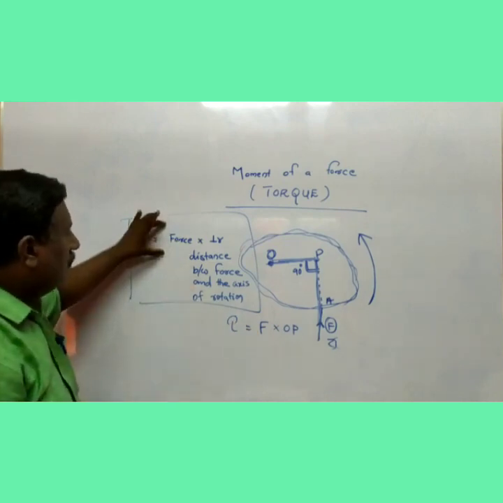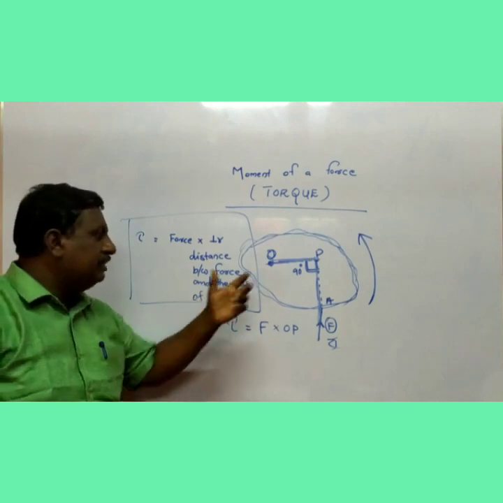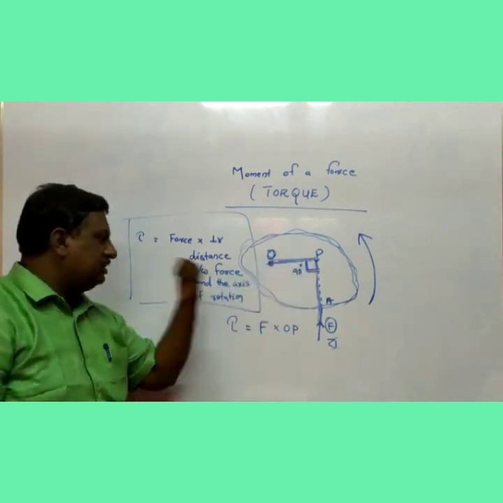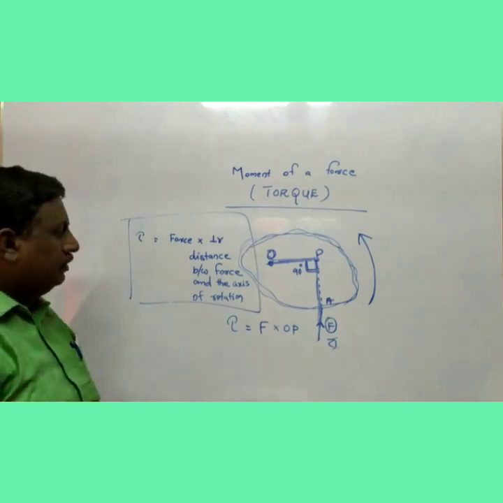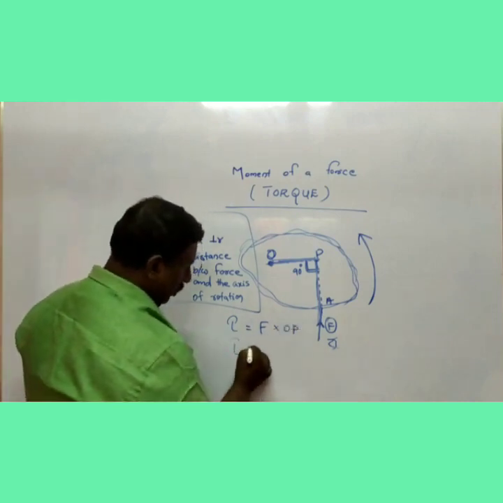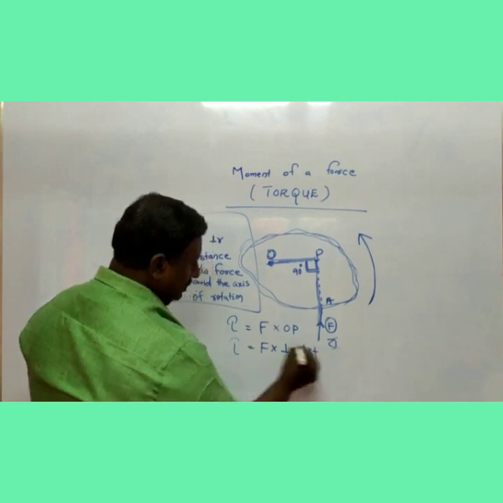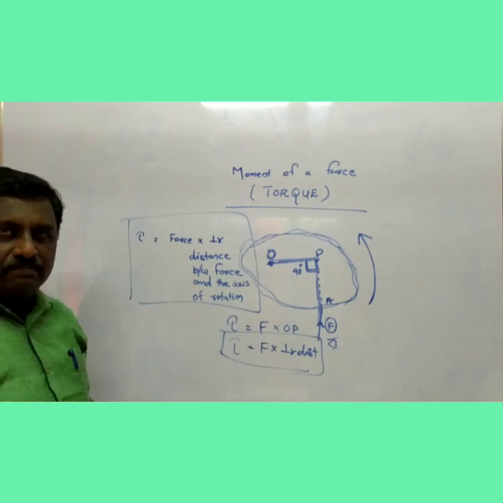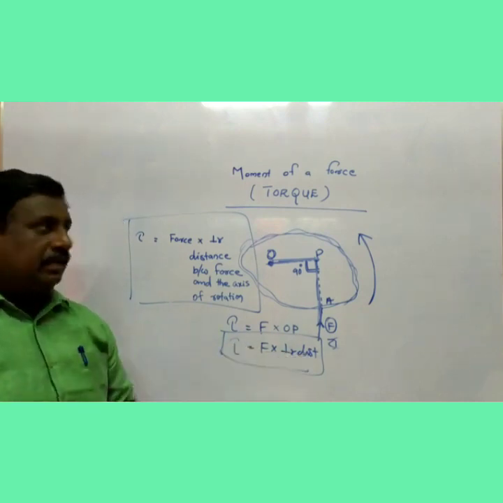The product of force and the perpendicular distance between the force and the axis of rotation. Suppose this is the perpendicular distance, that is, tau is equal to force into perpendicular distance. I am writing it in a simple form to understand. Torque tau means force into perpendicular distance.